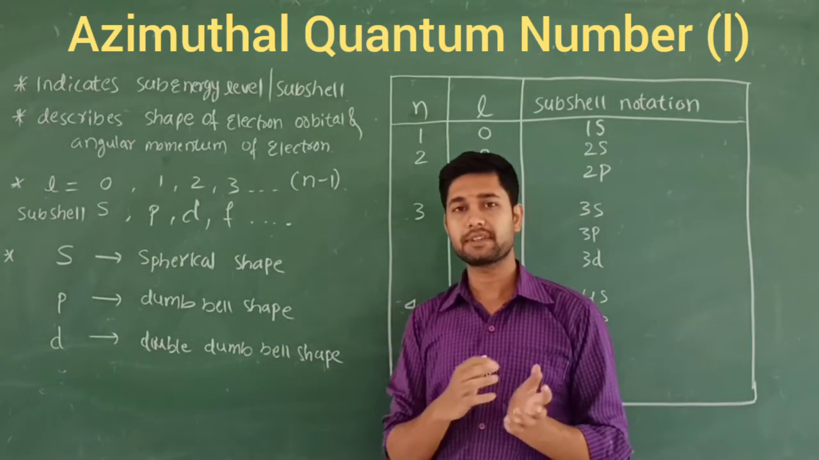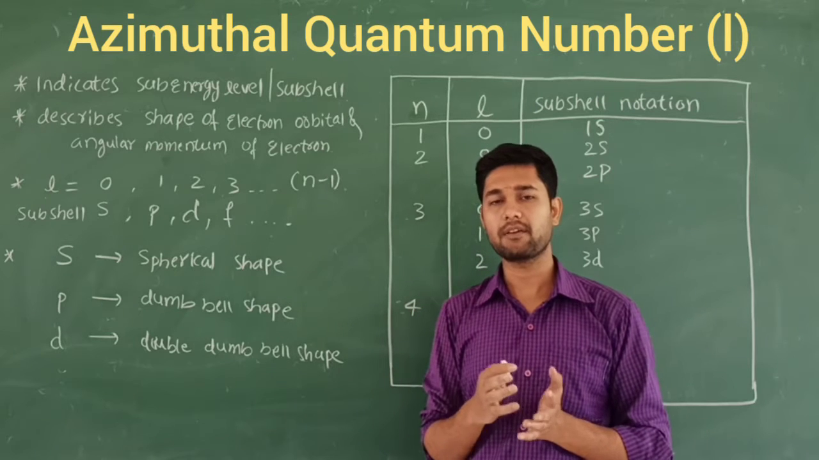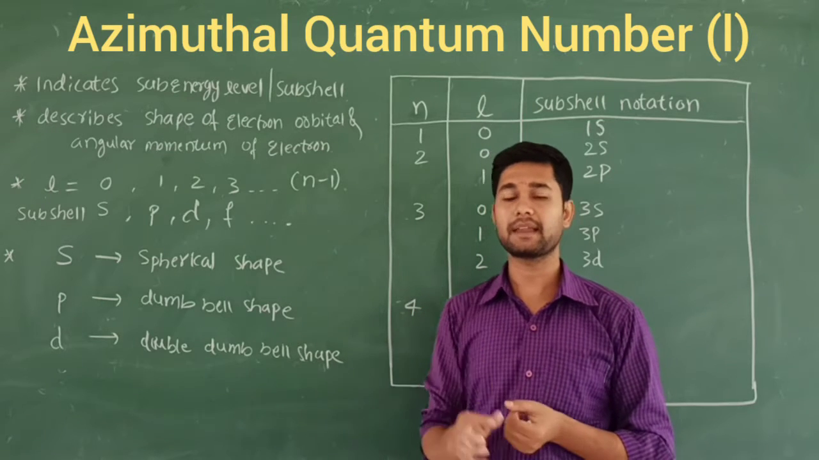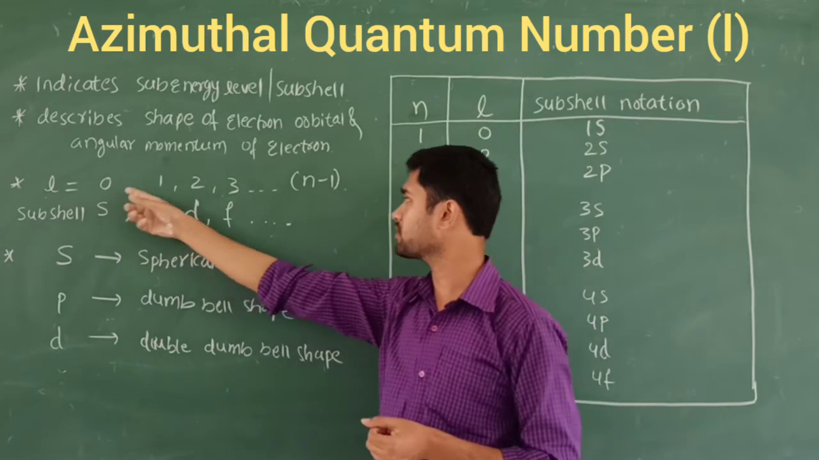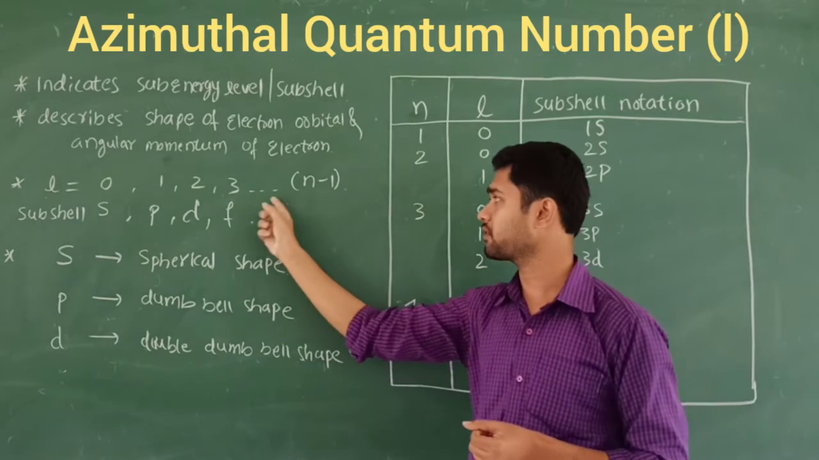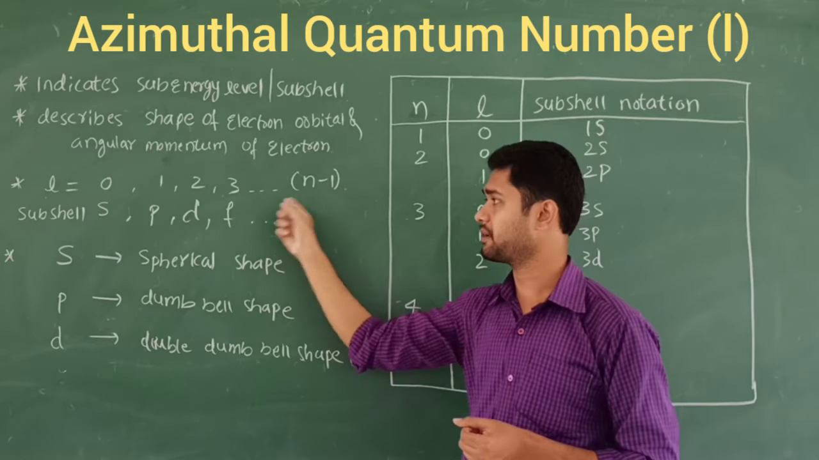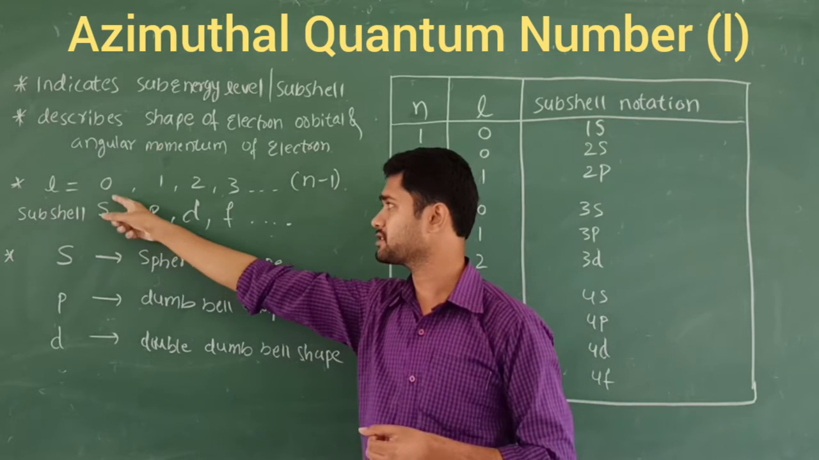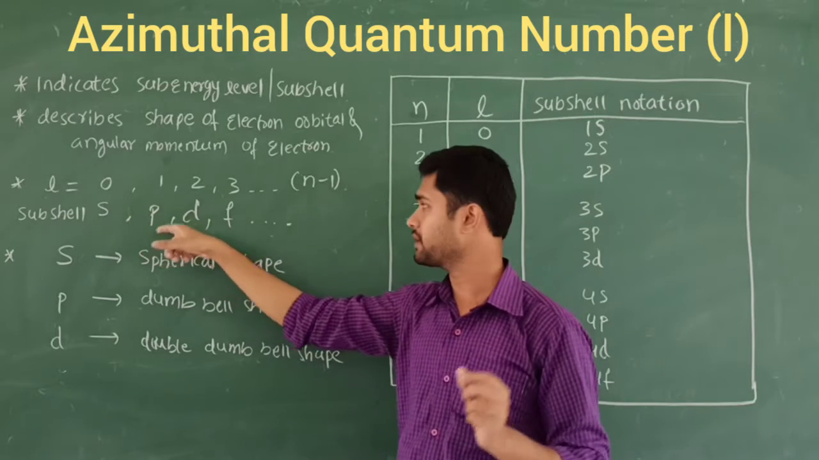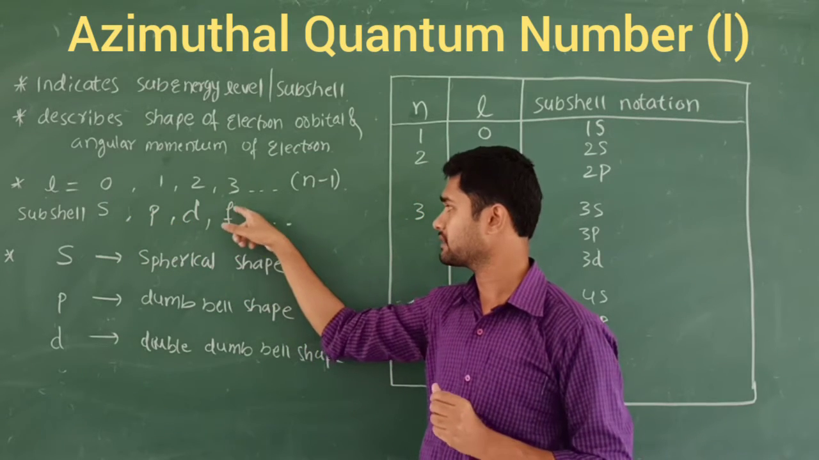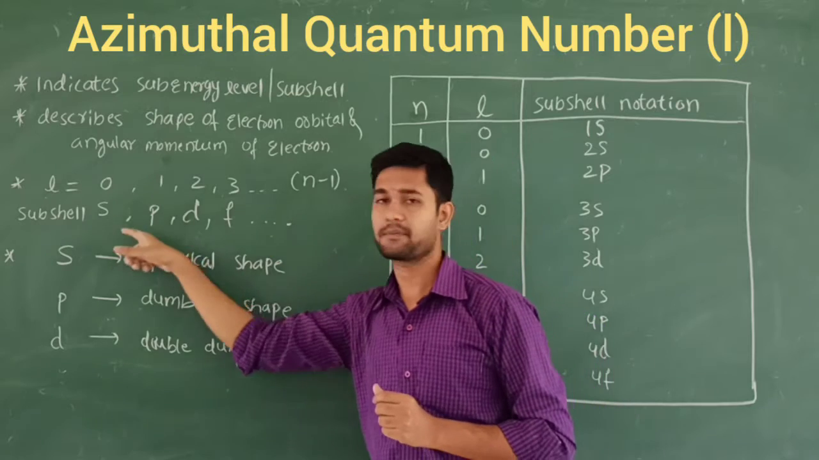For a given value of n, the principal quantum number, l can have whole number values starting from 0 up to n minus 1. These are called the subshells or sub-energy levels. Respectively, 0 indicates the small letter s, 1 indicates the small letter p, 2 indicates the small letter d, and 3 indicates f. So these are called the subshells.